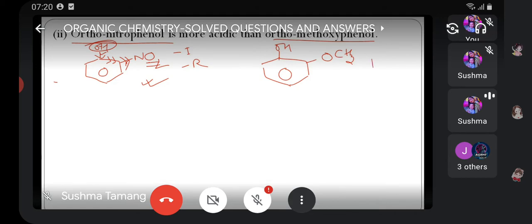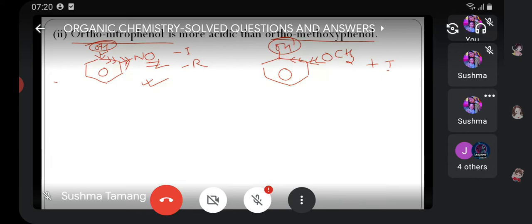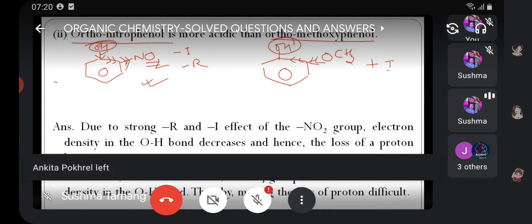Okay, now what is methoxy? It will show a plus I effect. So it gives electrons, it donates from there. So here the opposite is happening, the electron density is increasing, so it becomes less polar. Because of that reason, the bond becomes difficult to break. Therefore it is less acidic, because the H plus ion is not released easily.